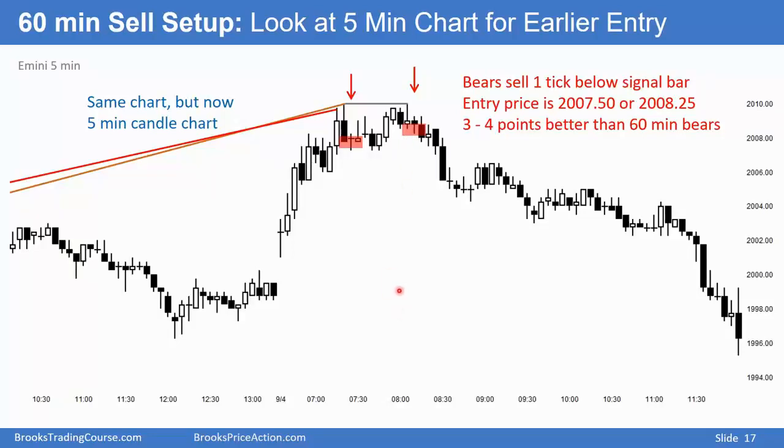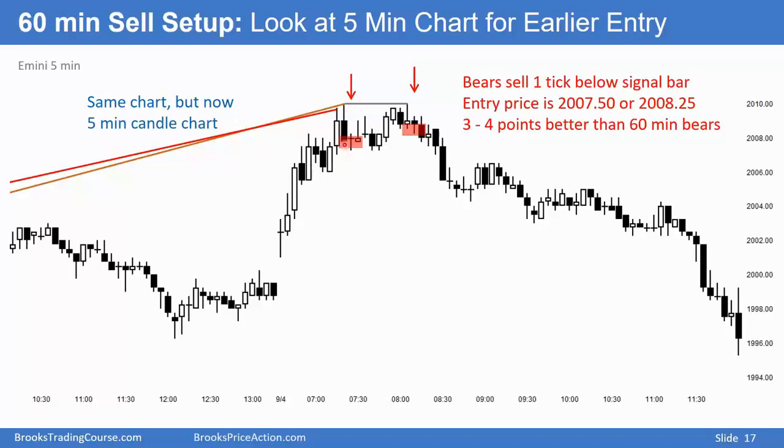Now, why would anyone do that? They see the lines on the 60-minute chart. Why not just trade it on the 60-minute chart? A lot of traders will look for patterns on higher time frame charts and then look for entries on lower time frame charts because they usually can enter with less risk. The bars are smaller, so the risk is smaller.